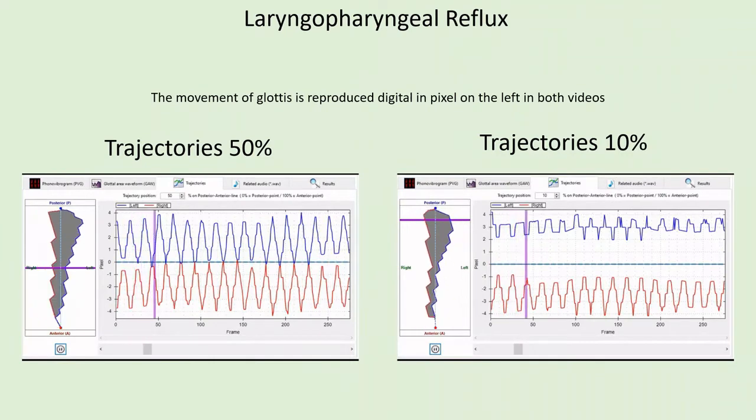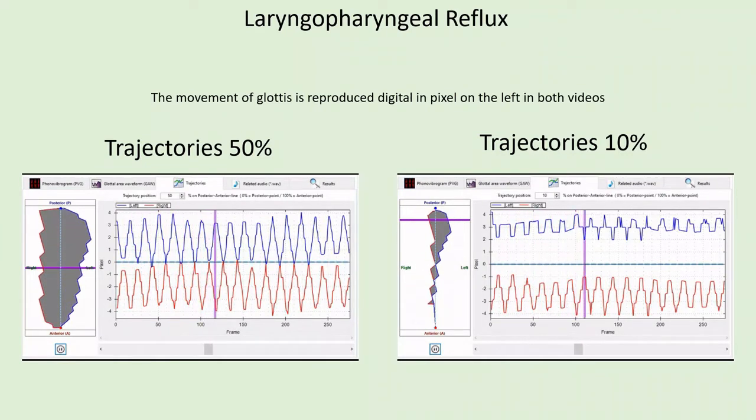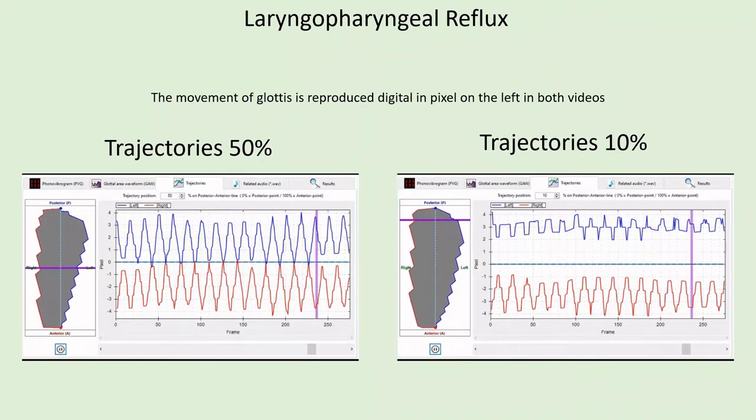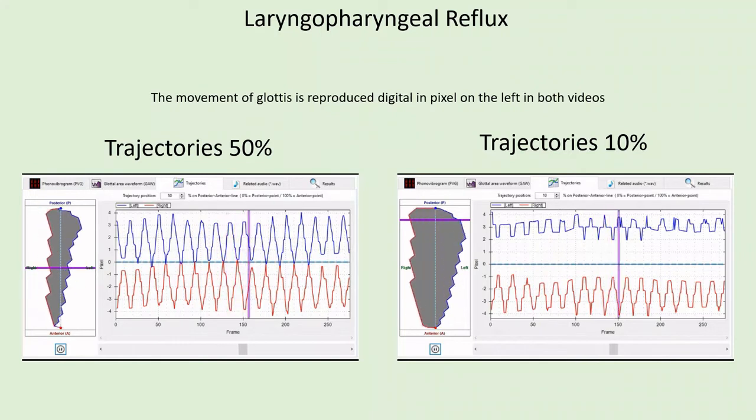The same analysis is presented for a patient with laryngopharyngeal reflux. The movement of the glottis is reproduced digitally in pixels. The video on the left shows the movement of the glottis in the middle with a sufficient closure at trajectory 50%. The video on the right shows the movement of the glottis in the rear with insufficient closure at trajectory 10%.